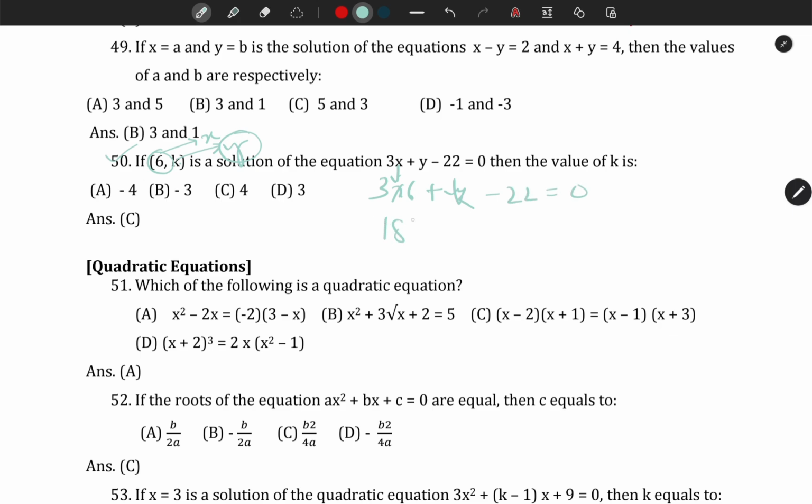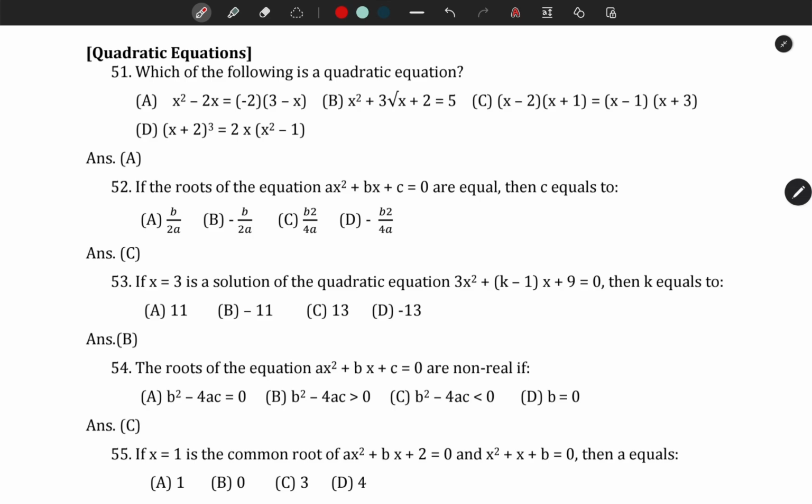Now 6 into 3 is 18, plus k minus 22 equals to 0. Then 18 minus 22 will be minus 4, so k equals to 0 gives k will be 4. So the correct answer is 4.